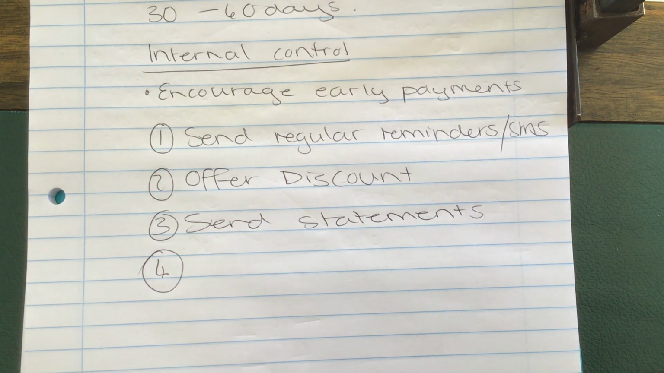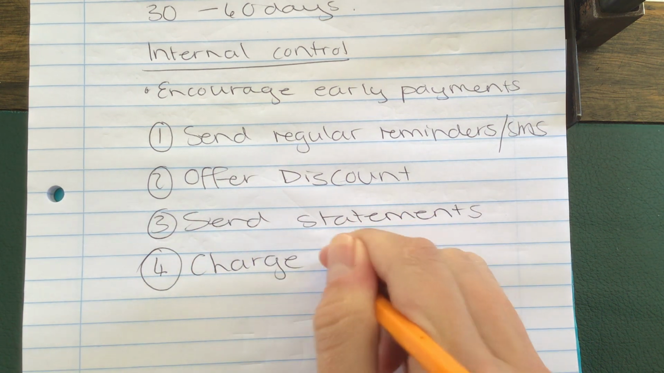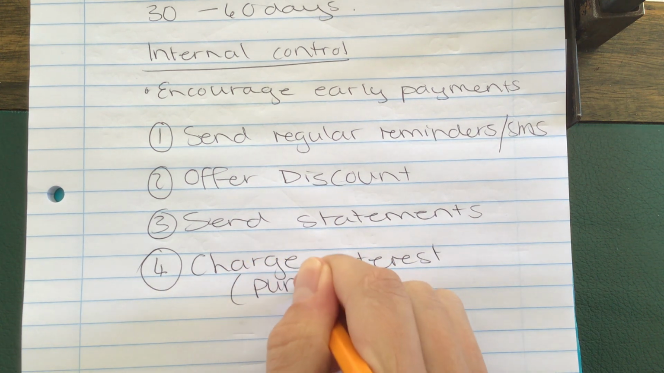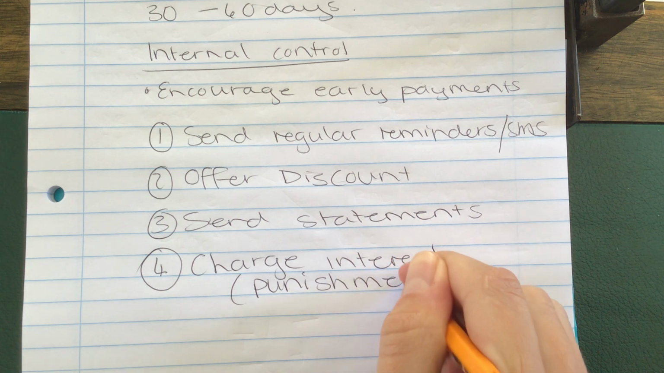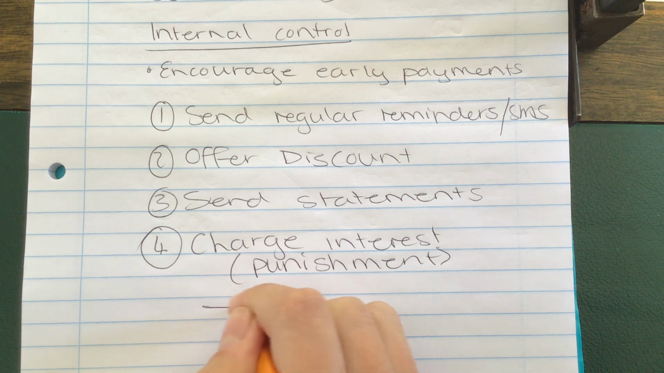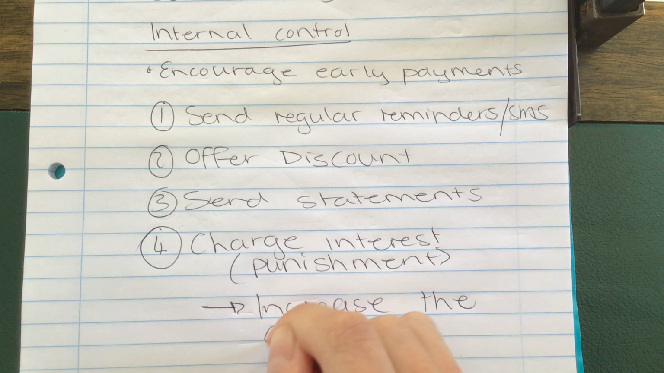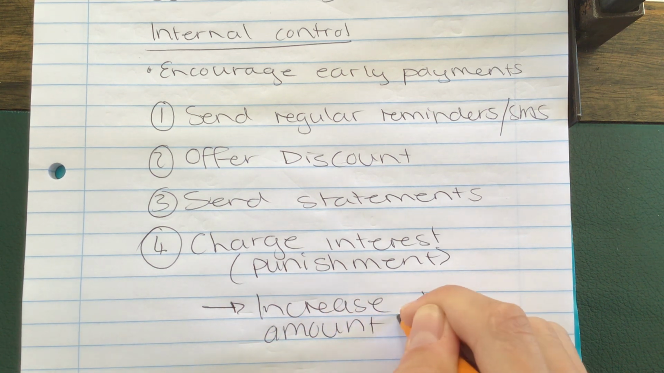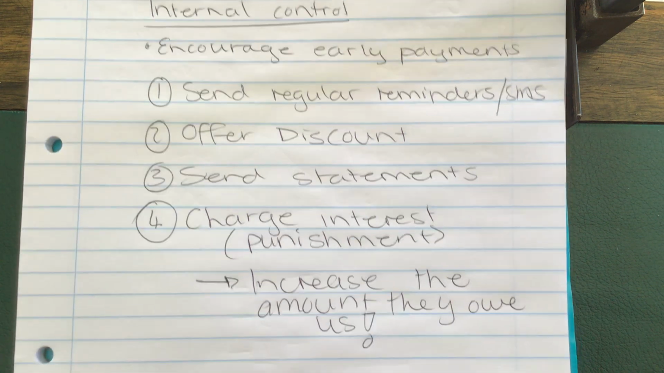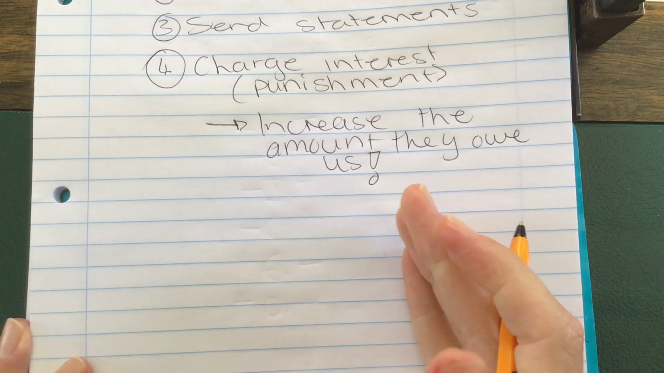And the last thing we do, which we're going to discuss in detail now, is to charge interest on their accounts. Now, this for them is actually seen as a punishment, okay? Because they know that if I don't pay back in a certain time, we are going to increase the amount that they owe us.